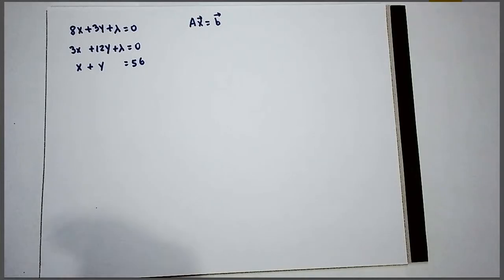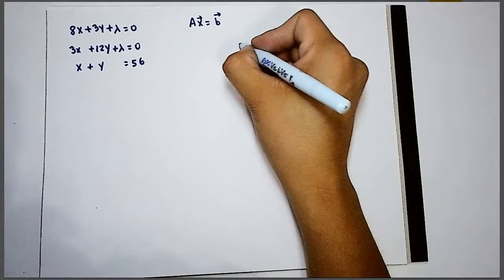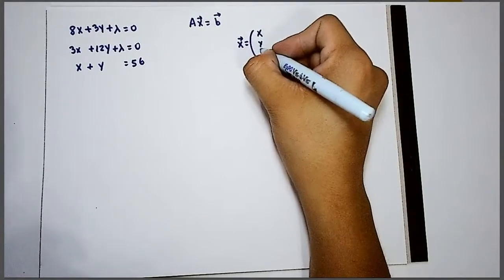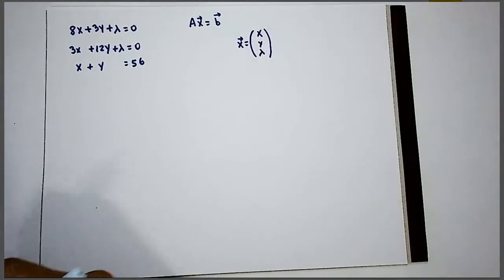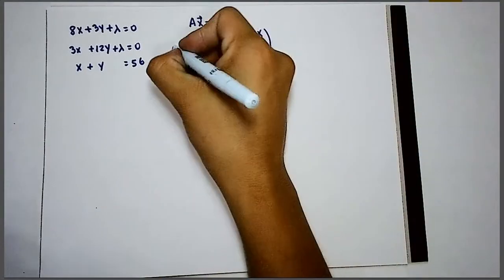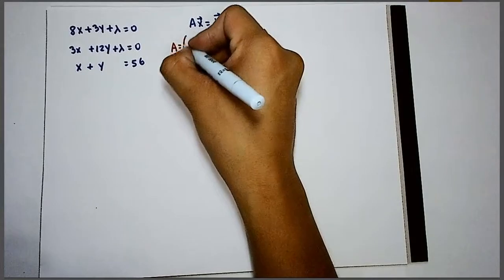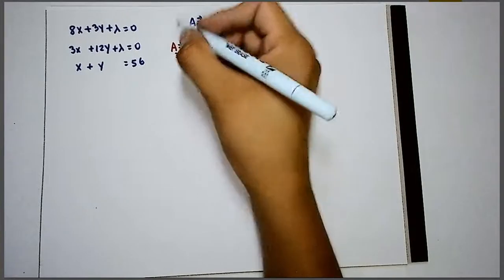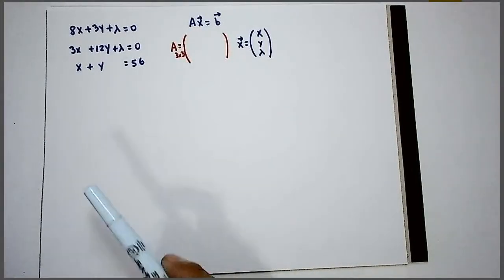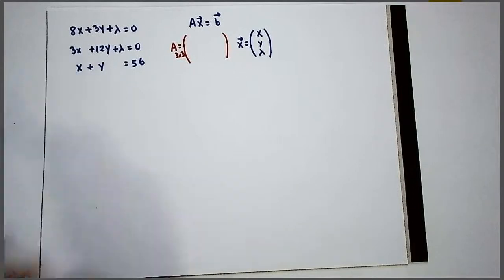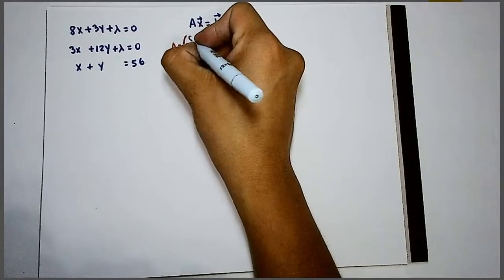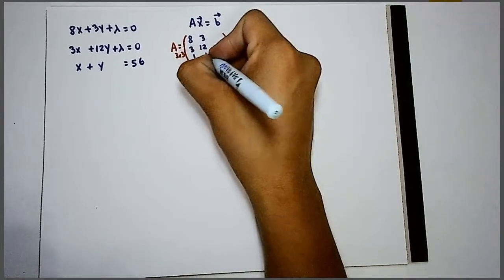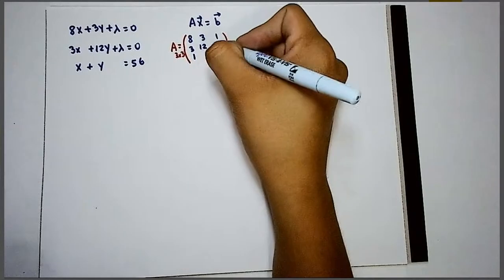So in this case, we have 3 variables, which are x, y, and lambda. Then our matrix of coefficients is going to be a 3 by 3. And the coefficients on the left side are 8, 3, 1, 3, 12, 1, 1, 1, 0.